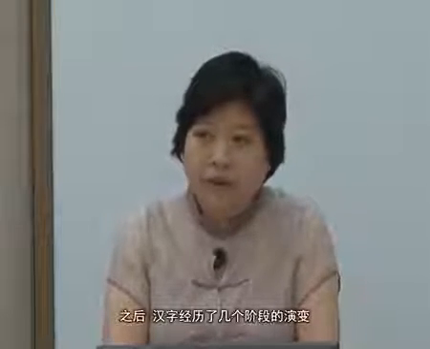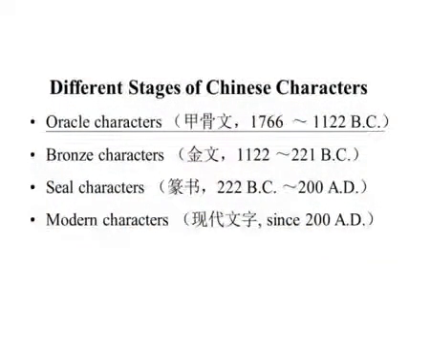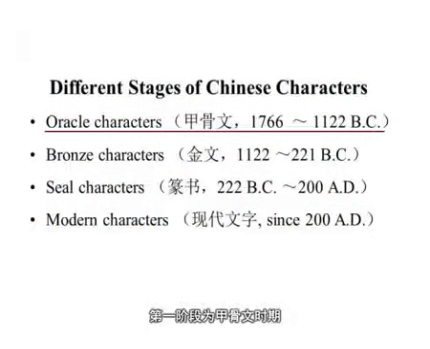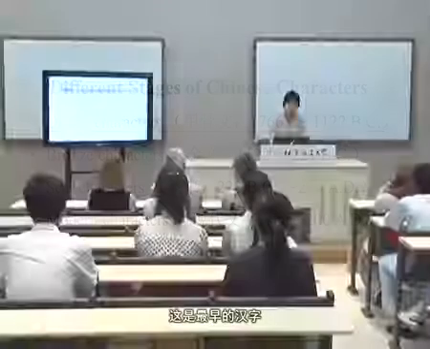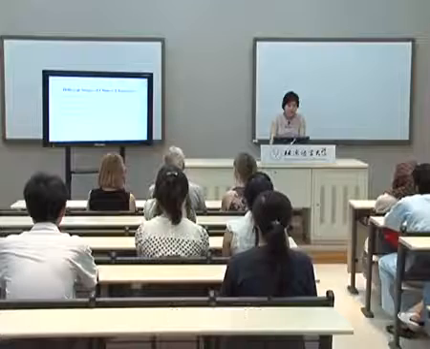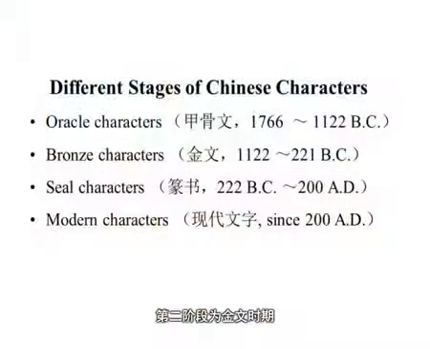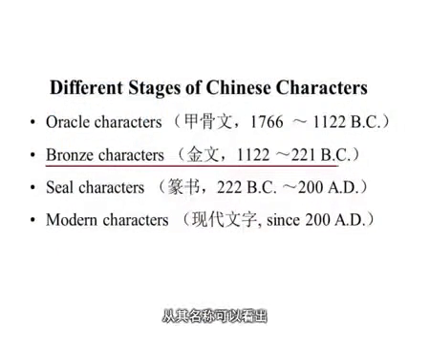Now, after its invention, Chinese characters went through several stages. The first stage is called oracle characters, what we call in Chinese 甲骨文. That is the earliest form of Chinese characters. The second stage is called bronze characters. As seen from the term itself, these characters were discovered on the bronzeware. So that's why it is called bronze characters. In Chinese, we say 金文.